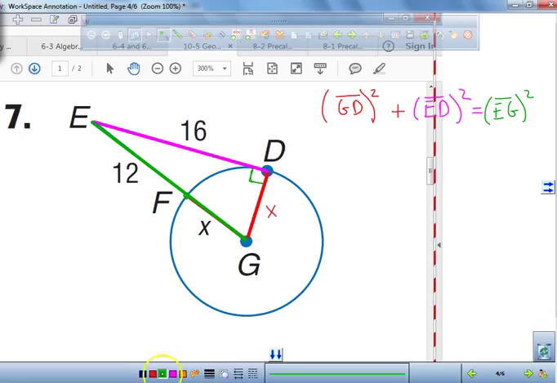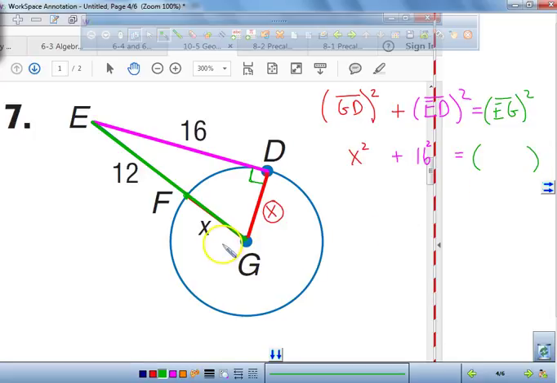Now, what is the distance from G to D, or from D to G? What's that distance? Right there. What's that distance? So we're going to say x, and what are we going to do with it? We're going to square it. Plus. What is the distance from E to D? 16. Squared. So we're going to square it. Equals.